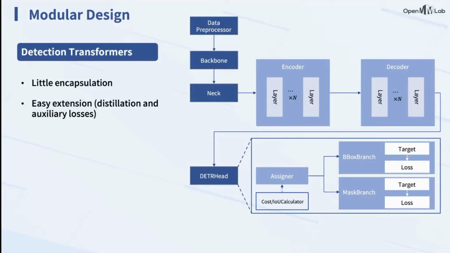Such a design also allows many explorations based on the detection transformers, like different distillation methods, or exploring different kinds of auxiliary losses, or different kinds of supervision signals, like those implemented in CoDETR or DN-DETR.